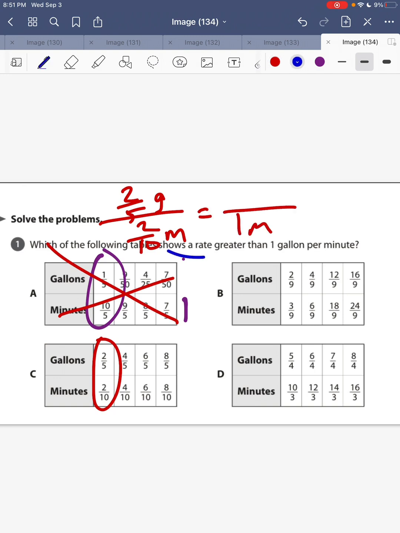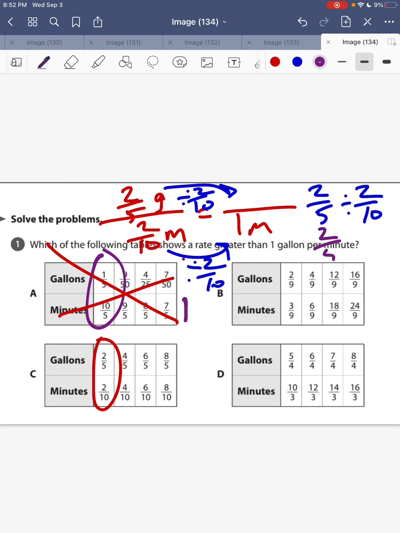Well, how are we getting from 2/10 to 1? We are dividing by 2/10. What you do to the bottom, you will also do to the top. Okay, so we have 2/5 divided by 2/10. Make sure you put it in that order, okay? Because it's 2/5 divided by 2/10, it has to be in that order. And then when we divide fractions, we keep, we change, and we flip.